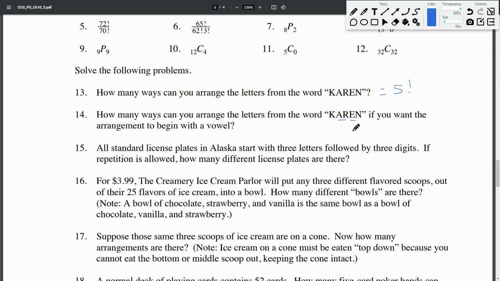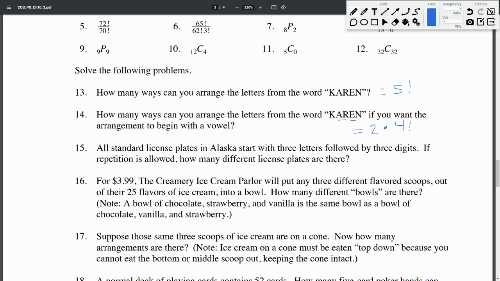There's 2 options. So for the first letter, you only have 2 choices to choose from. So you're going to multiply 2 times everything else, which is fair game. So when you're multiplying it out, it's 2 times 4 factorial.